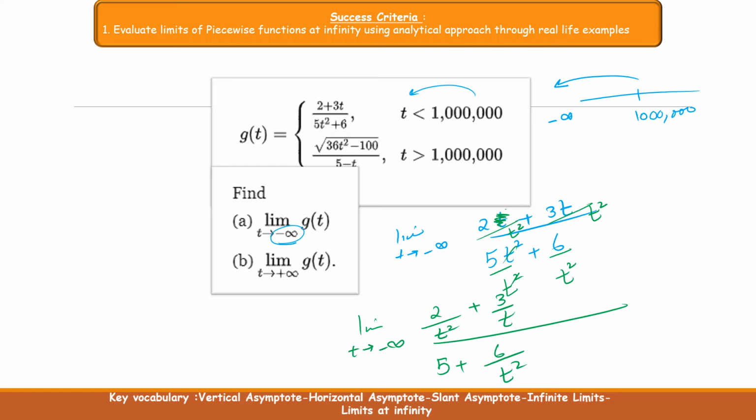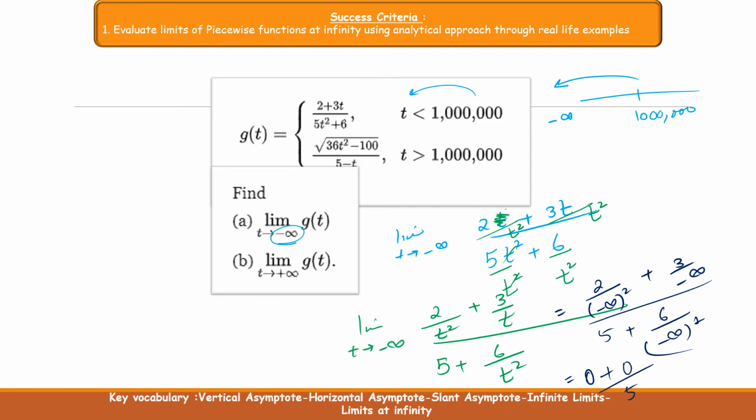Now the next step is wherever you have t, replace it by negative infinity. So 2 over negative infinity squared, because negative becomes positive in all the cases, gives 0. 3 over negative infinity is 0. 5 as it is. 6 over negative infinity squared gives you 0. So 0 over 5 gives us 0.